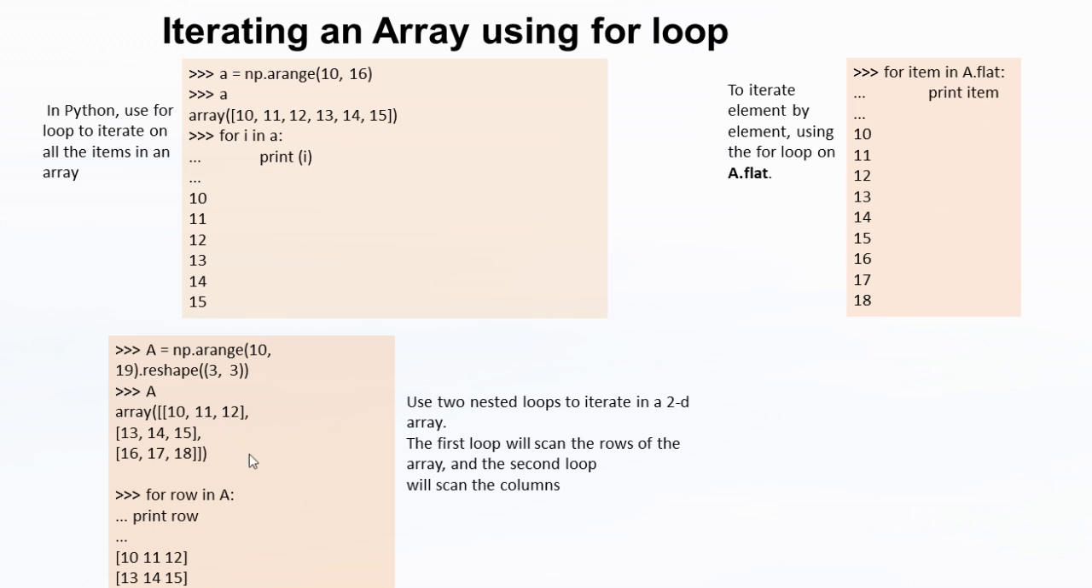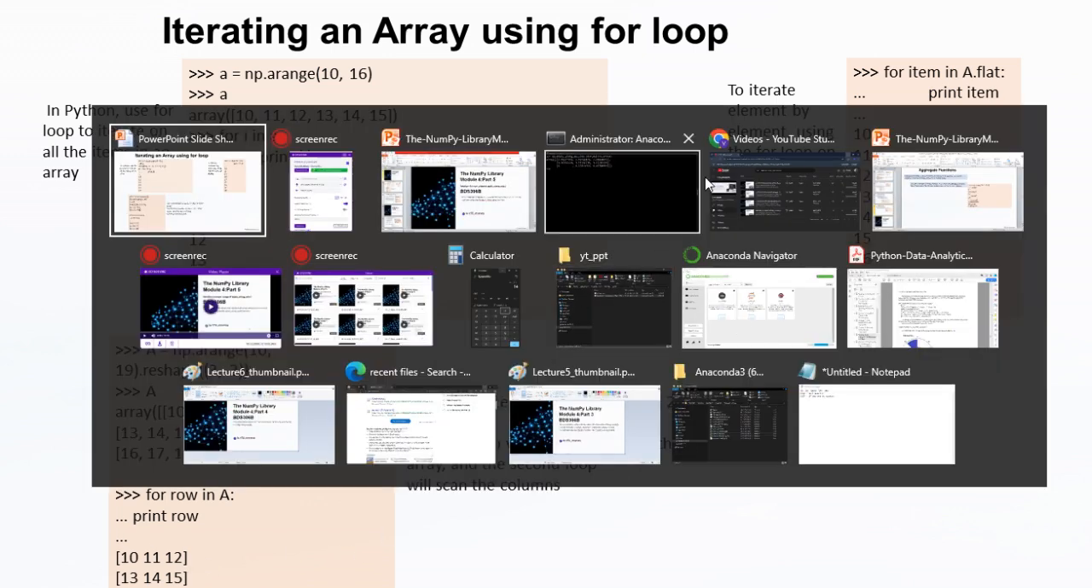So this is another example. We have created a two-dimensional array, and to iterate through it, if you use a method similar to what we used in one dimension, it will scan the rows in the first loop and the columns in the second loop. So you just have to write for row in A and then print the row. It will start printing the rows. Okay, so let's see this on the terminal.